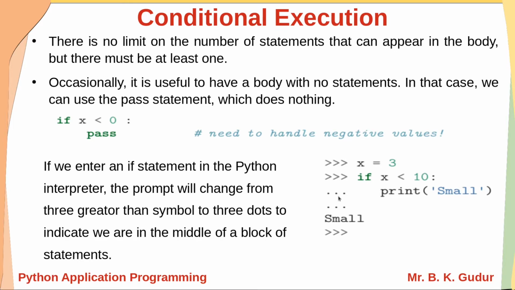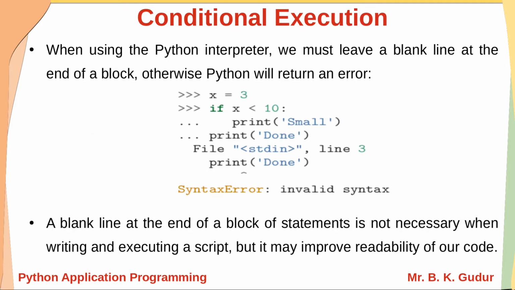So whenever a block starts, these three dots will appear, which indicates that we are entering some block. And to end the block, we are supposed to leave one line. Okay, that I'll show you. When you are using the Python interpreter, we must leave a blank line at the end of a block, otherwise Python will return an error.